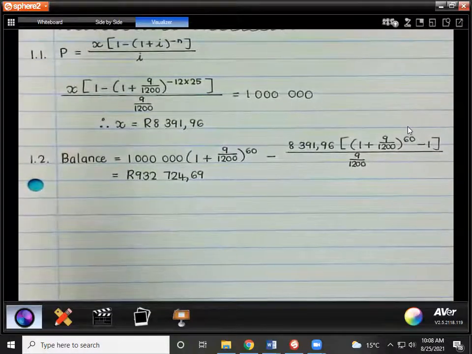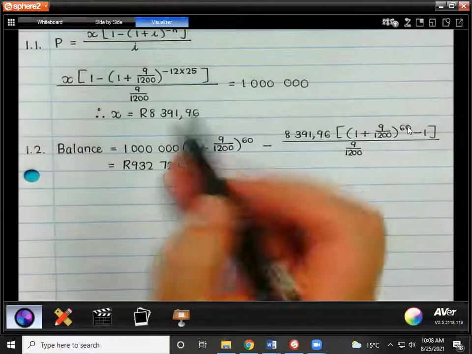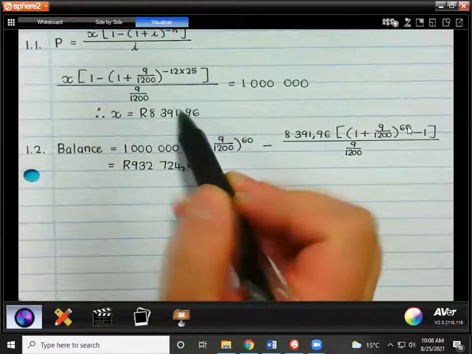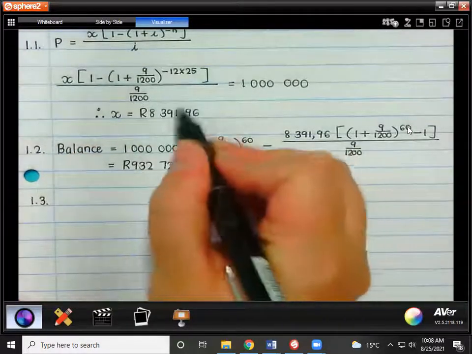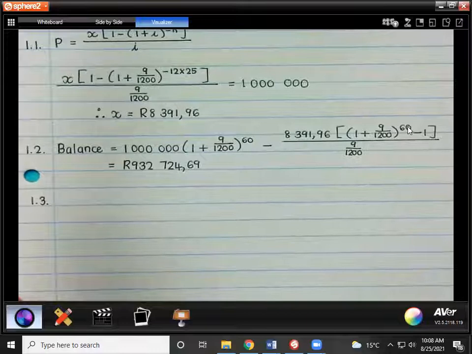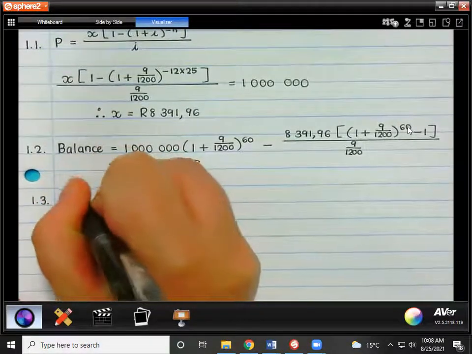Okay, 1.3. How much money has been paid at the end of 5 years? So now they're just literally asking, how much have we actually paid? All right, for 60 months, we paid this amount. So does it make sense that we would say the monthly repayments multiplied by 60? Okay, so I'm just going to write a little thing here. I'm just going to say amount paid.